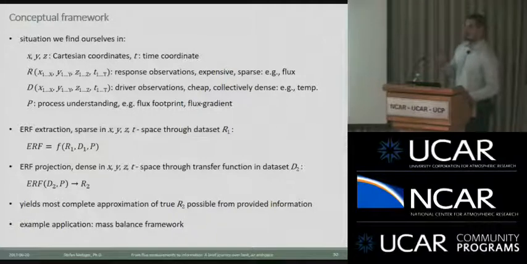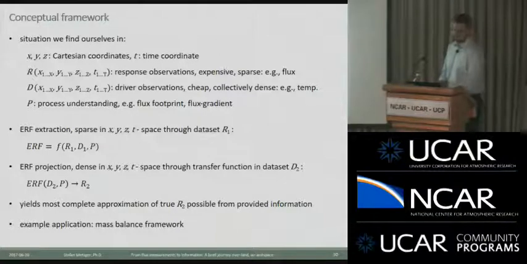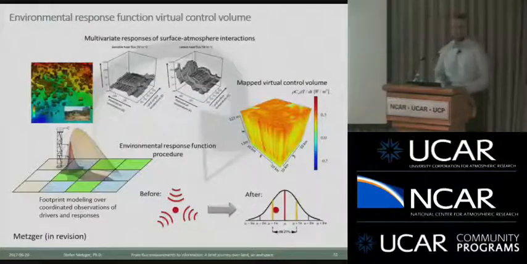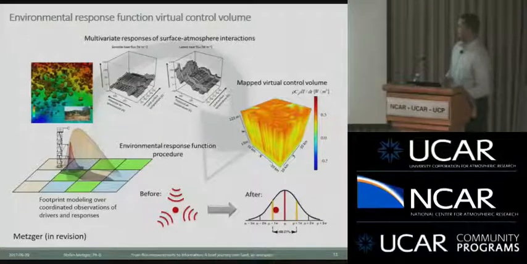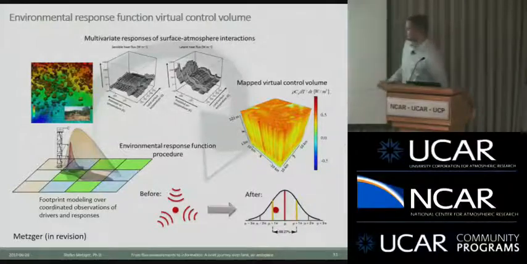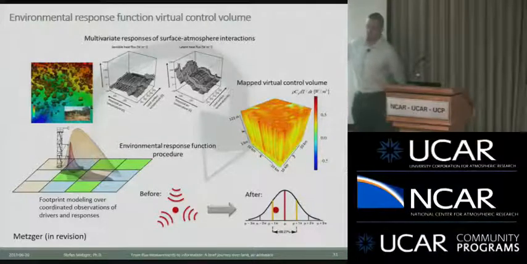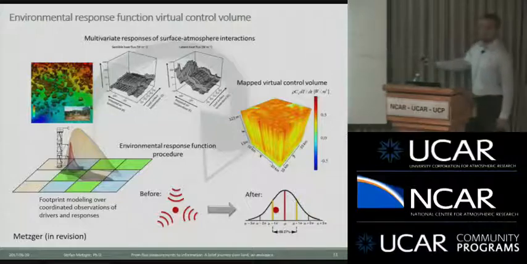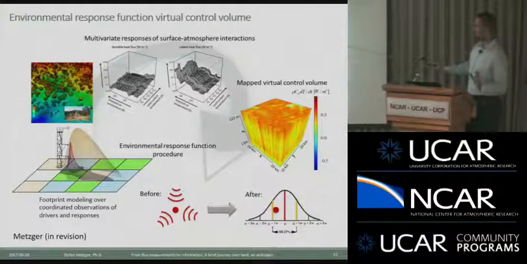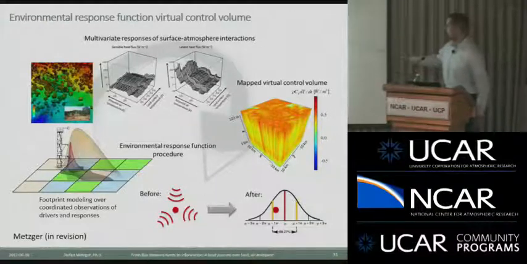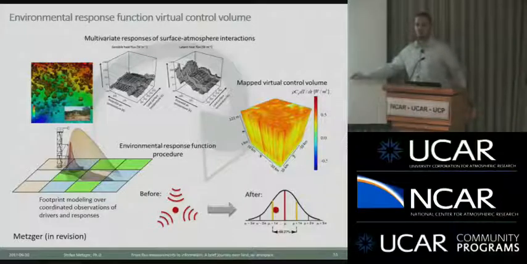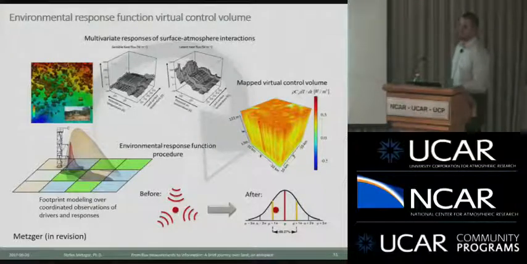And an example application, but really only an example, is the mass balance framework that we just looked at. There's many other application possibilities for this type of framework. Okay, now to summarize graphically, what we do have, we do perform our footprint modeling over coordinated observations of drivers and responses. You see here, we extract the response relationships, we map our virtual control volume, and then with our formal mass balance approach, we formally equate the mass balance over that control volume, and instead of a single observation, a single point in space or time that we had before, we now have a space-time distribution function that can be subset if wanted or if needed by different land covers or similar.